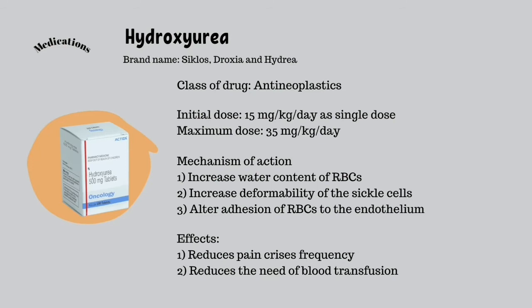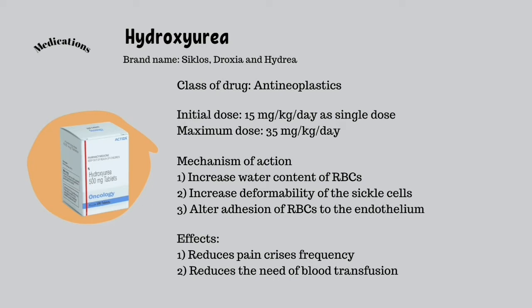The first medication is hydroxyurea. It is also known as Siklos, Droxia, and Hydrea. It is classified into the anti-neoplastic class of drug. It is given at the initial dose of 15 mg per kilogram per day as a single dose and at the maximum dose of 35 mg per kilogram per day.